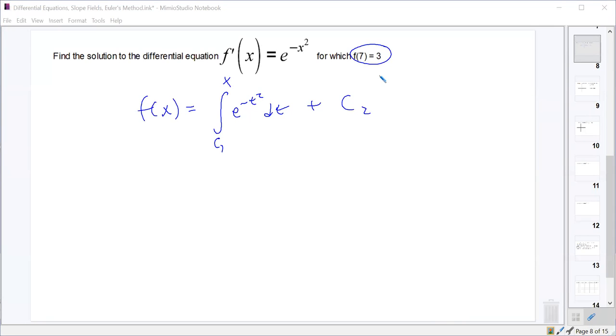So constant 1 needs to be what value in order for us to be able to actually evaluate this integral when we plug in 7 for x? F of 7 looks like this, right? The integral from the constant 7 of e to the negative t squared dt plus that other constant. So what do I need to put down here as my lower limit so that I can actually evaluate this integral without having to approximate it using the trapezoidal rule or a calculator or something?